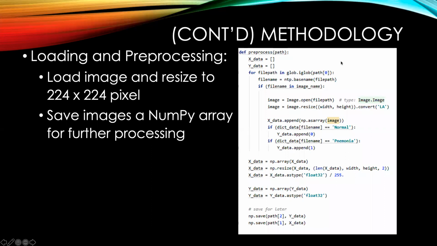So this function here helps me to load the image from the folders. And before that is done, you would realize that the image, first of all, has to be resized. Once the image is loaded, it has to be resized. I resized to 224 by 224 pixels, and then saved them as a NumPy array for further processing using this statement over here.